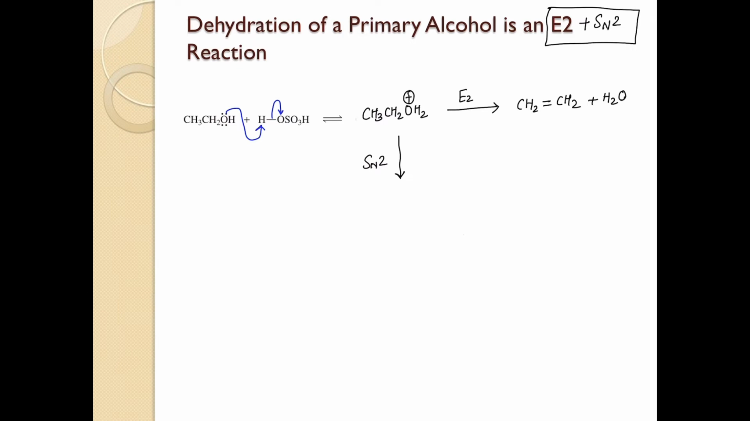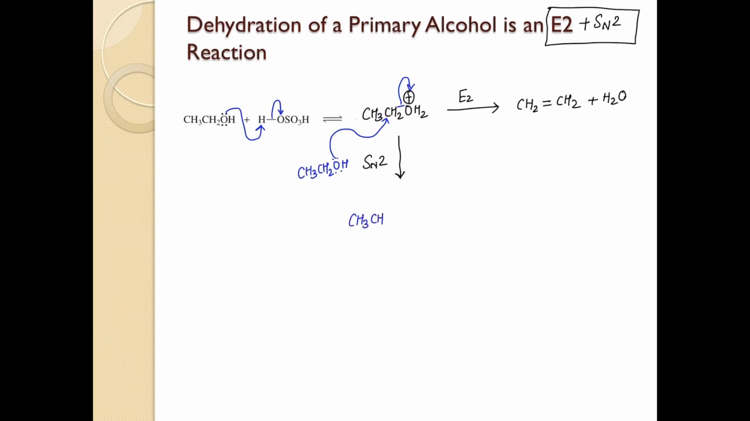If it's going to undergo the substitution reaction, another molecule of ethanol is going to act as a nucleophile. So let's have this ethanol here. And it's going to act as a nucleophile, attacking this carbon through the backside effect, and it's going to thrust these electrons onto oxygen, so the water could be a leaving group. Okay, let's write down the product here.